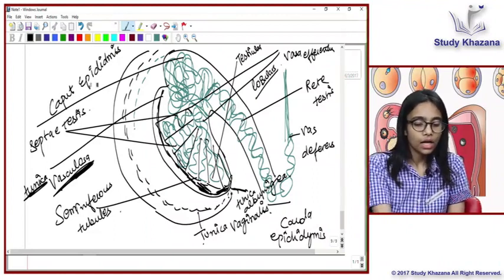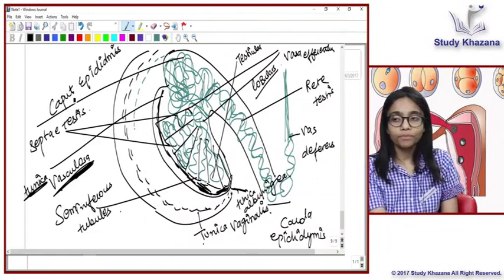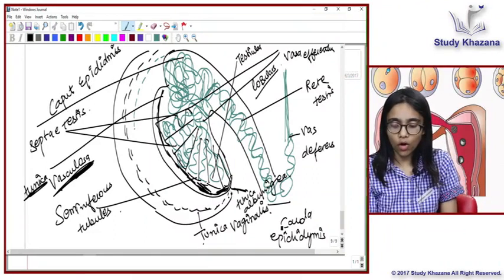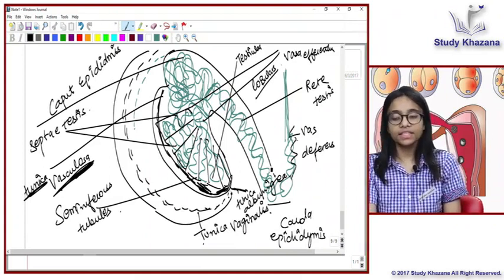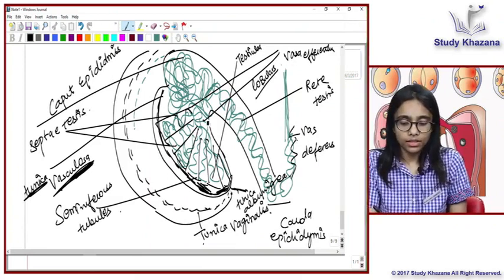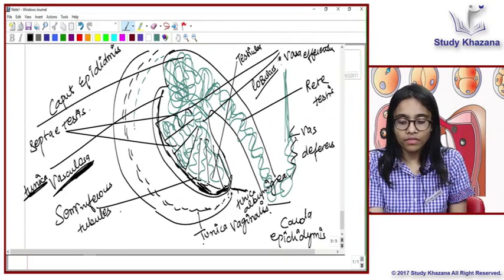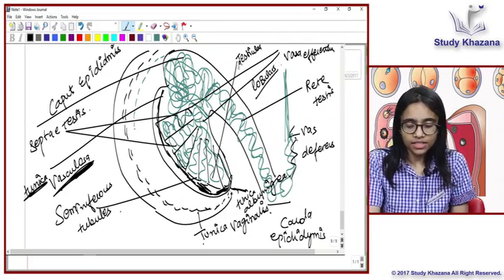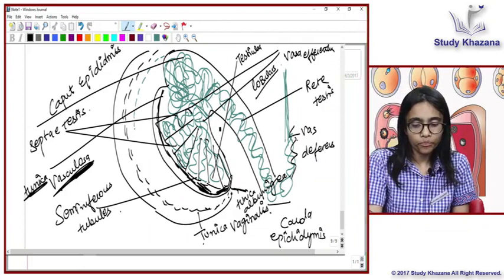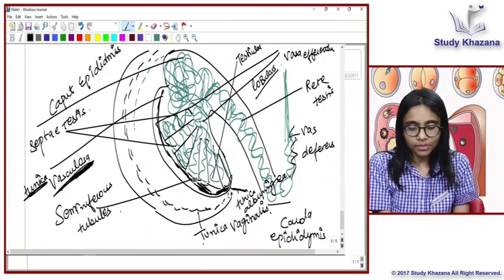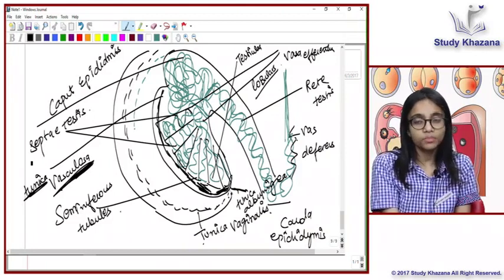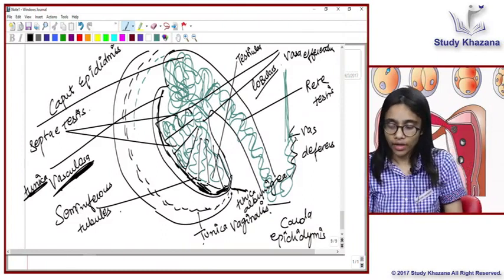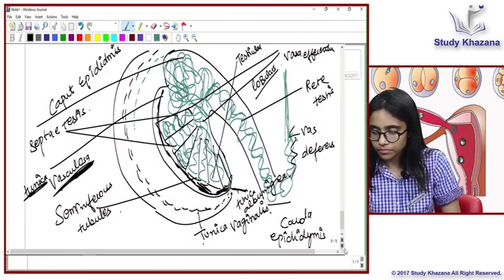Right? This is the caput epididymis. This is the cauda epididymis. This is the vas deferens. This is the rete testis. This is the vasa efferentia. This is the testicular tubules. This is the seminiferous tubules. Okay, this is the septa testis. The septa are present in the testis. Okay, so let's study the structures present in them.